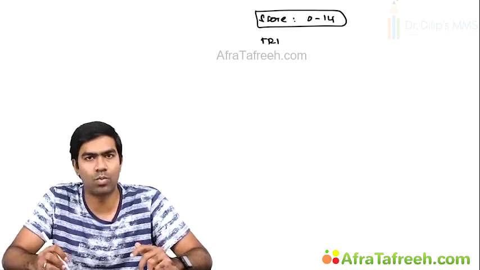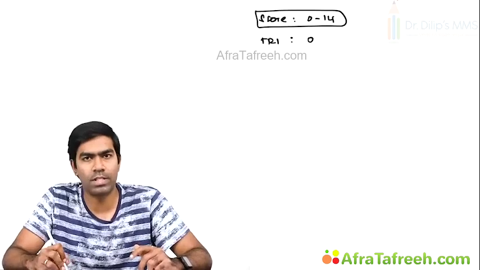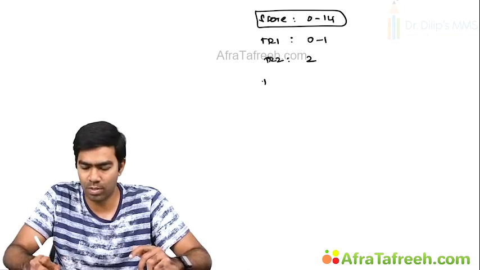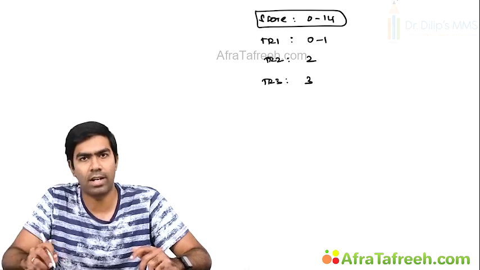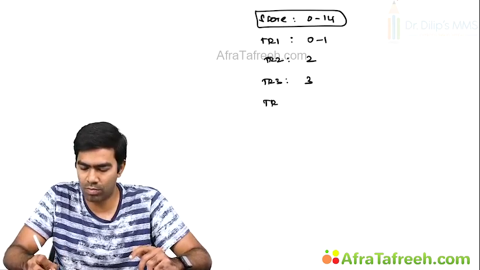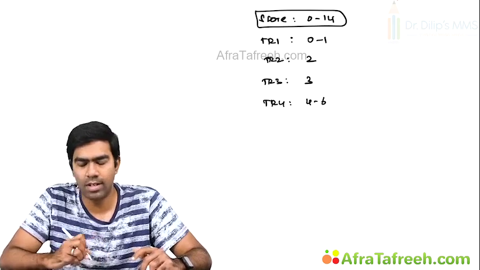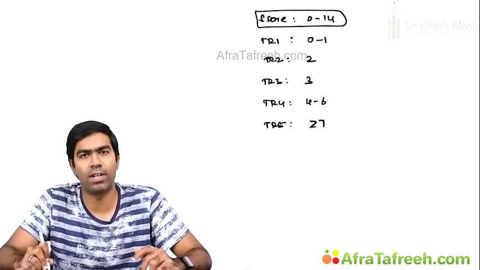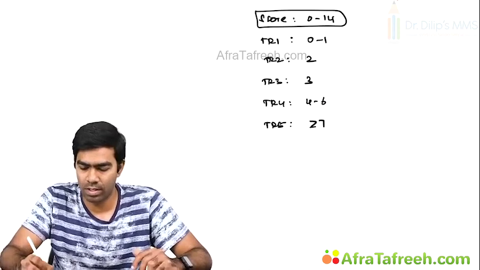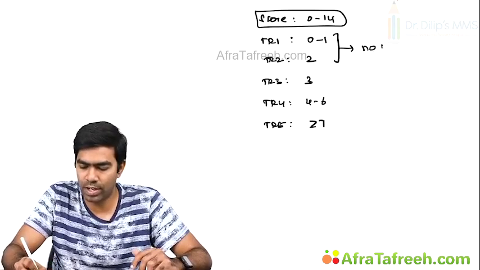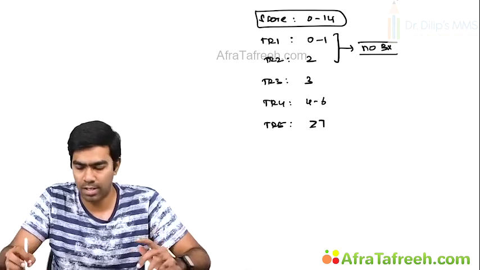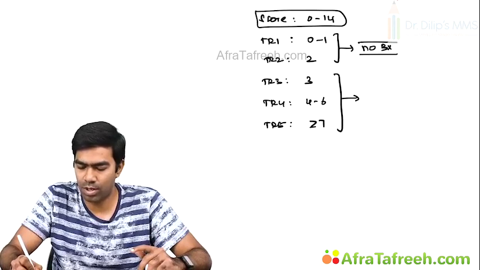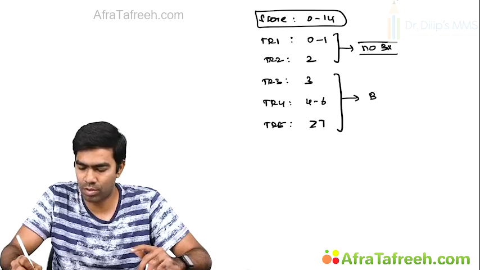Suppose it's a TI-RADS 1, the score must be 0 or 1. A score of 2 will come under TI-RADS 2. A score of 3 will come under TI-RADS 3. And a score of 4 to 6 will come under TI-RADS 4. And a score of more than or equal to 7 will come under TI-RADS 5. So TI-RADS 1 and 2 usually need not be biopsied according to the guidelines. And TI-RADS 3, 4 and 5 have to be biopsied for sure.